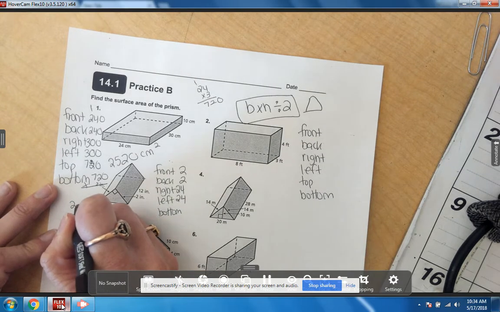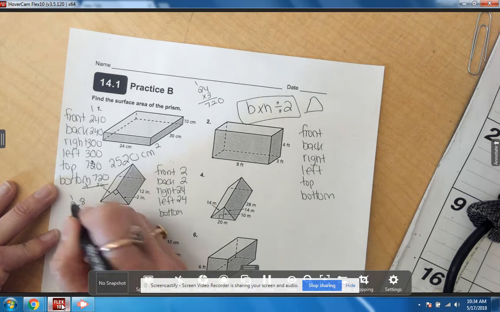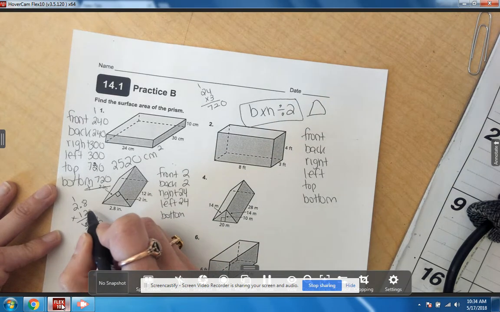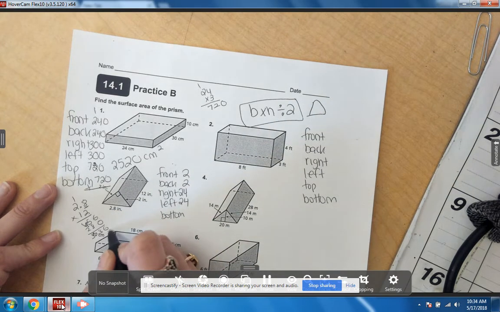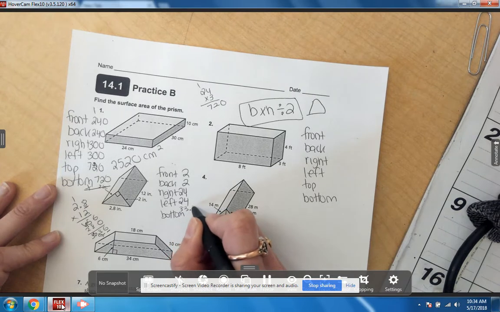The bottom of this is 2.8 times 12. So I need to do 2.8 times 12. So that is 16, carry the 1, 5, start with a 0, 8, and 2. So 336, but there's one decimal, so one number to the right. So 33.6 for the bottom.